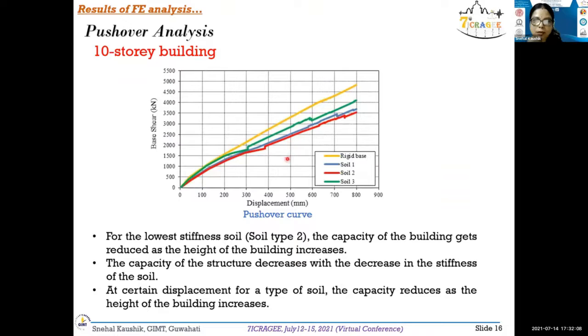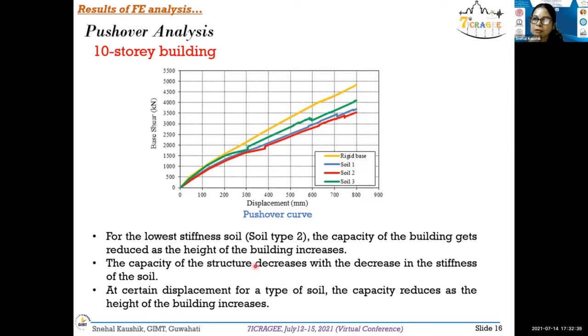compared the pushover curve again, and for the lowest stiffness soil, that is soil type 2, which has lower stiffness, the capacity of the building gets reduced as the height of the building increases, and the capacity of the structure decreases with the decrease in the stiffness of the soil. So as the stiffness of the soil goes down, the capacity of the structure also goes down. At a certain displacement for a type of soil, the capacity reduces as the height of the building increases.